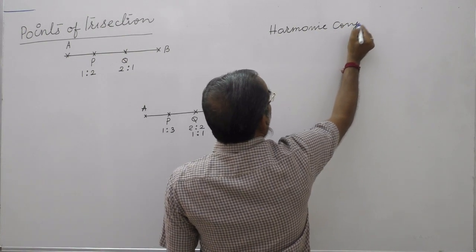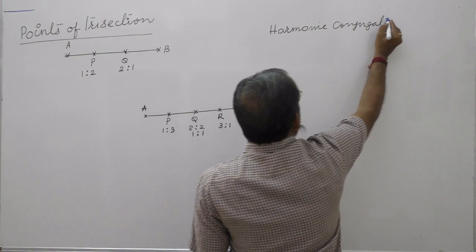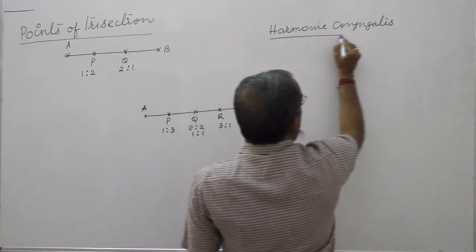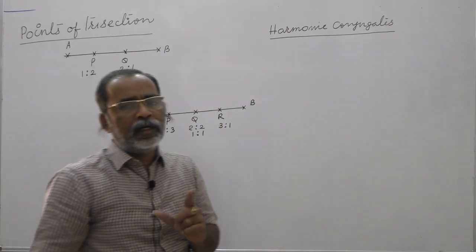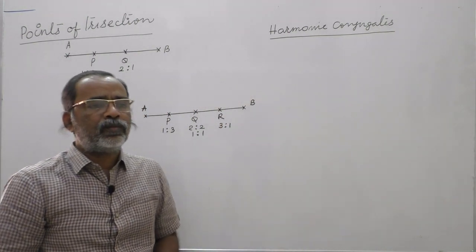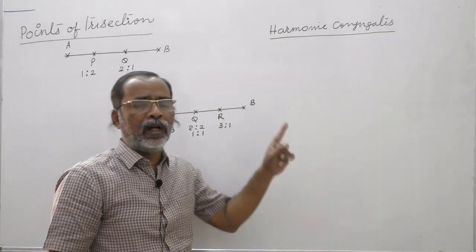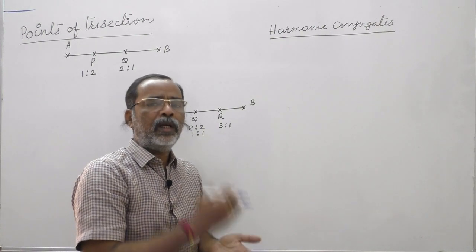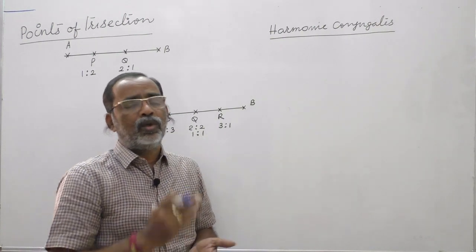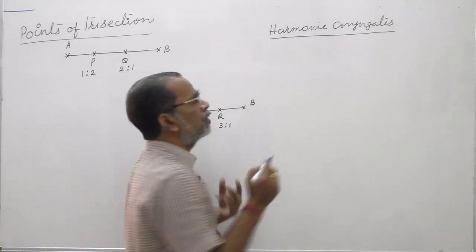Harmonic conjugates. What are harmonic conjugates? Very simple. If a line segment is given, then there will be 2 points which divide the given line segment in the same ratio internally and externally. Those points are called harmonic conjugates to each other.